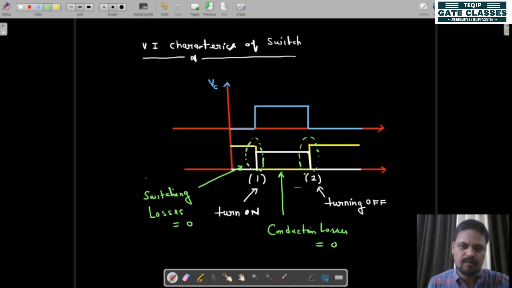So, whenever gate signal will be there, we will say that control signal is given, switch is on. Whenever control signal is removed, switch is off. There is no loss during switching process and during conduction process, and there is no time taken in turn on process and there is no time taken in turn off process. There is no voltage across the switch in conduction time, and there is no current through the switch in turn off time. So, this is first you have to remember it.